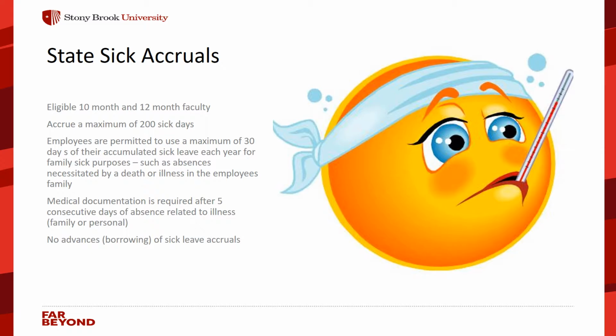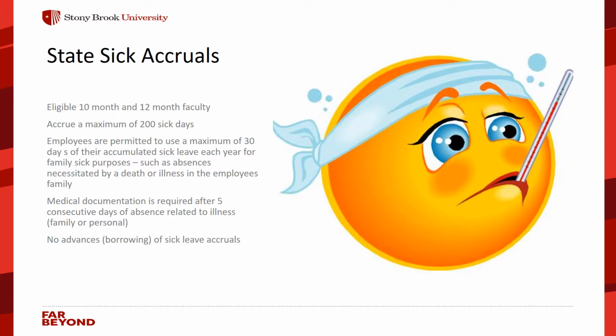All employees are permitted to use up to 30 days of accumulated sick leave for family sick purposes, such as may be required by illness or death in the employee's family. You may accrue a maximum of 200 days of sick leave, after which time accrual will be suspended until you once again fall below the 200-day limit.